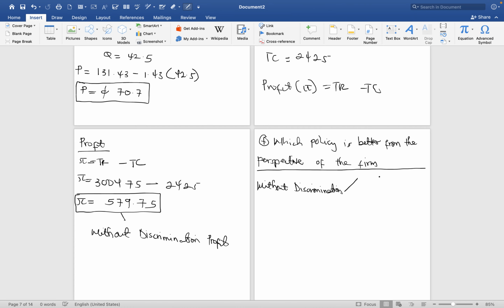So without discrimination, our Q was 42.5. They didn't ask us to find it, but our price, which is P, was 70.7. Our profit was 579.75.